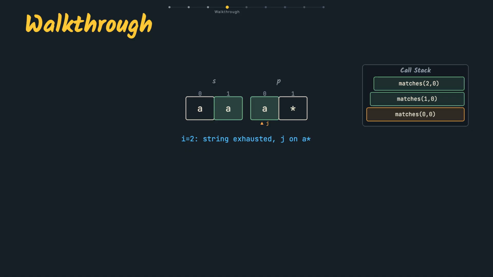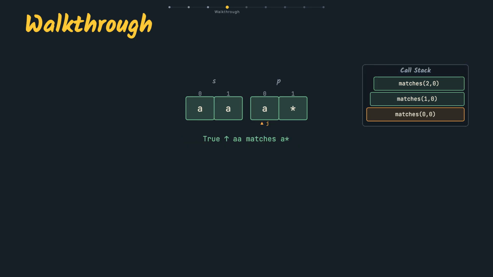String spot 2 now. The string is fully used up. Pattern still resting on A star. 2 choices one last time. 0 copies skips past A star to the pattern's end, and the string is also right at its end. Pattern used up, string used up, both at exactly the same moment. That is a match. Return true.